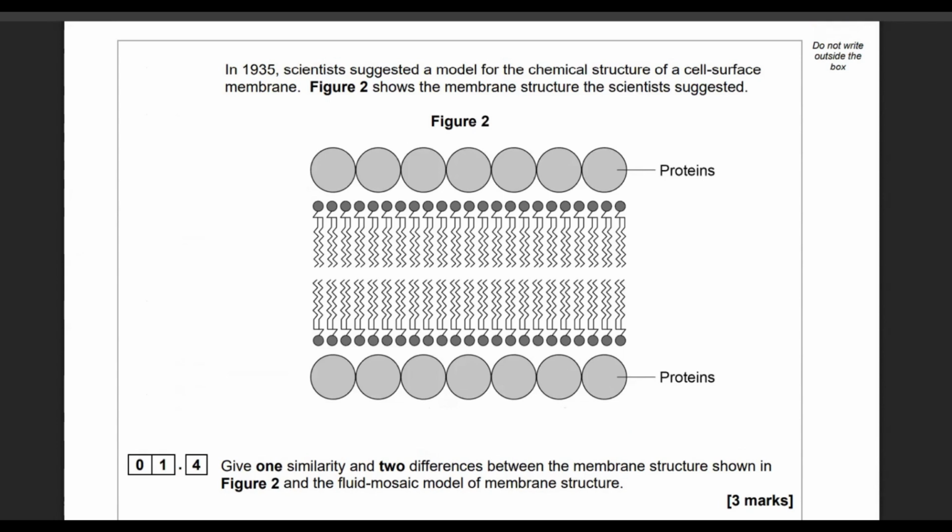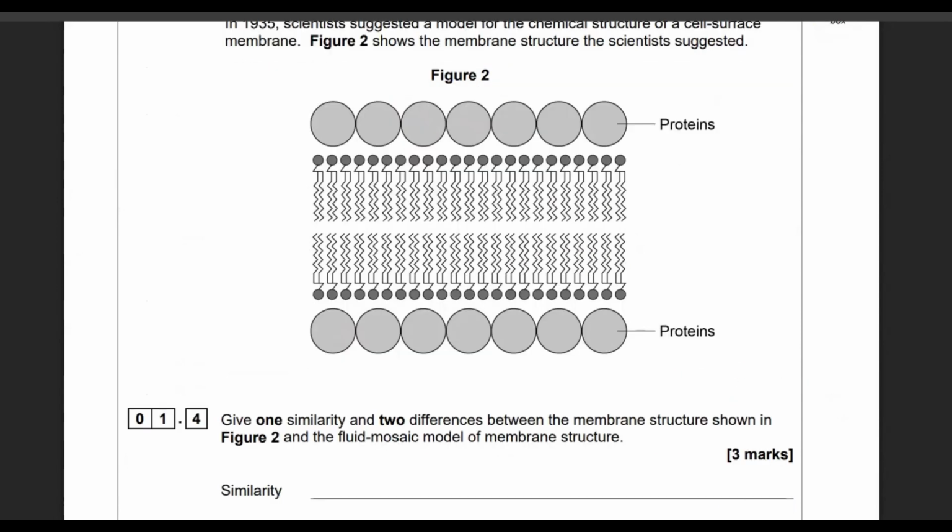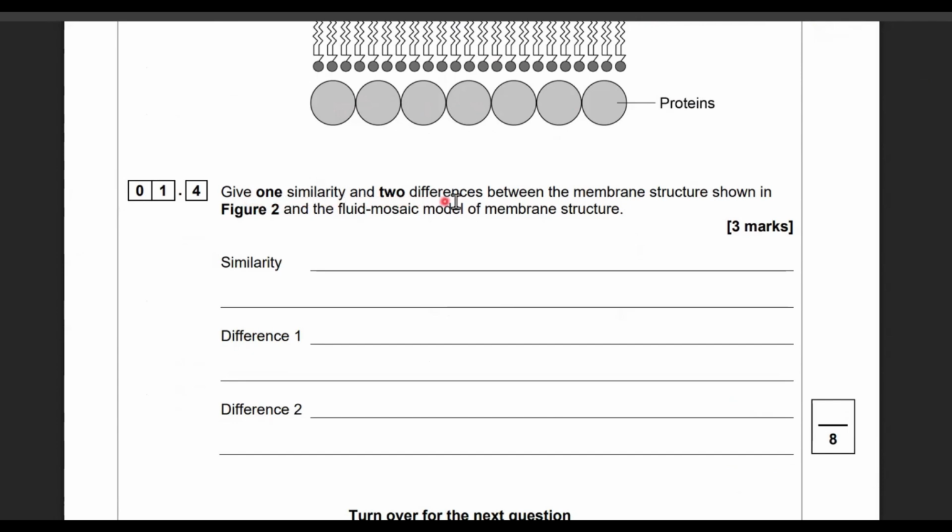Okay, let's look at the next question. In 1935, scientists suggested a model for the chemical structure of a cell surface membrane. Figure 2 shows the membrane structure as the scientists suggested. So we've got this layer of proteins, and then we've got these. Hopefully you recognize these molecules here with the 2 tails and the round circle at the top. This is a phospholipid. And so they've got 2 layers of that with the heads facing out, tails in, and then another layer of protein. Give 1 similarity and 2 differences between the membrane structure shown in this diagram and the fluid mosaic model of a membrane structure that we now know today.